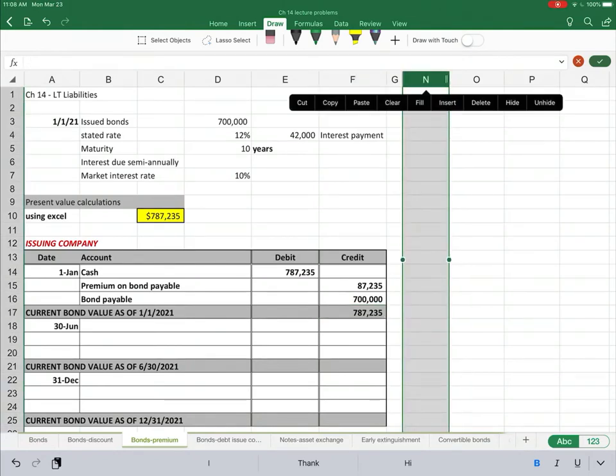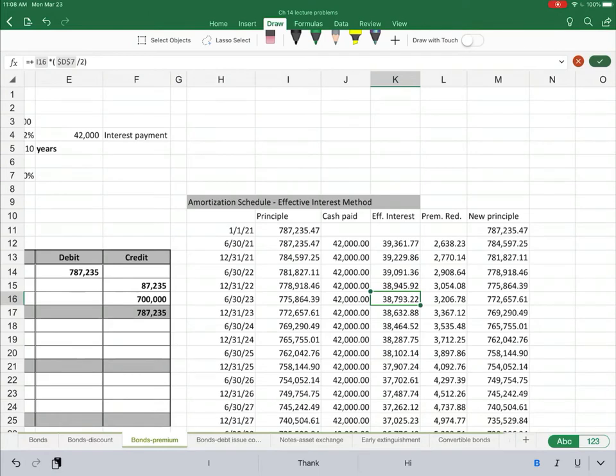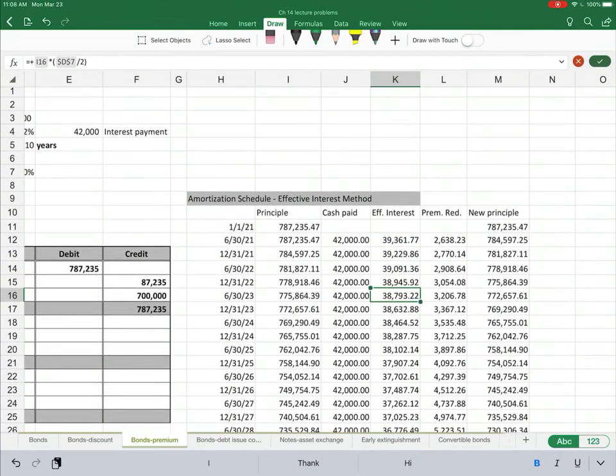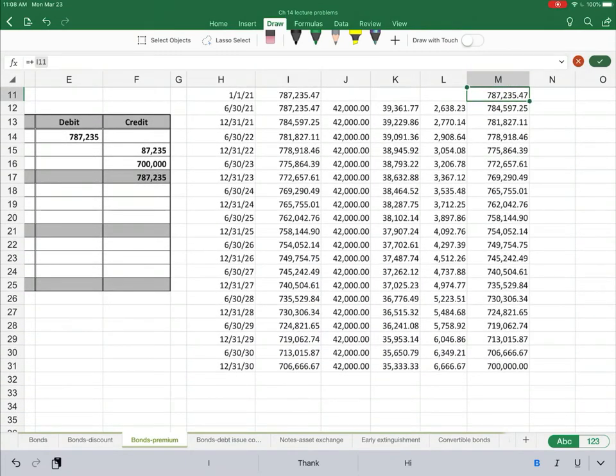If I tap on my column N and hit unhide, you'll see that I have a similar amortization schedule as I had with the bond discount. And again, you're not going to be asked to create these big long amortization schedules, but I do this so that you can see in its entirety that when we use this effective interest method over time, for a bond premium problem we get a bond value that starts higher, at $787,000, and then over time, as we use the effective interest method, look what happens in our last period. We then have a bond value of $700,000. That face amount is what we're aiming for after the 20 periods of interest have gone by.